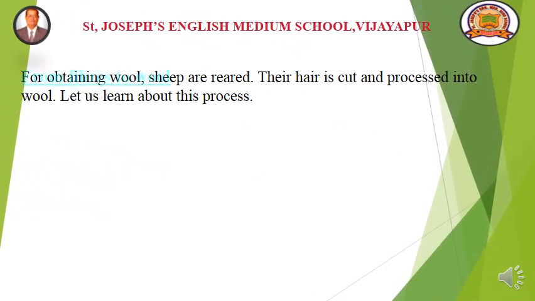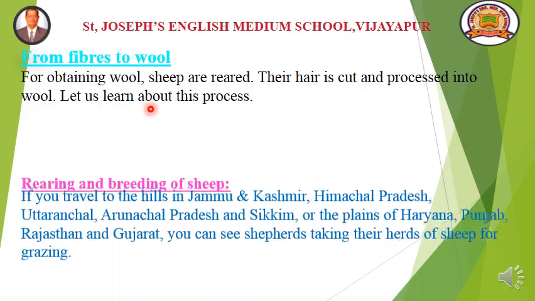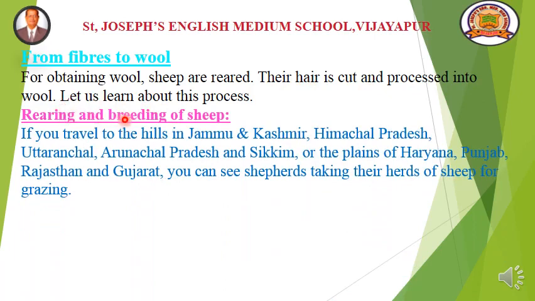From fibers to wool. For obtaining wool, sheep are reared. Their hair is cut and processed into wool. Let us learn about this process, rearing and breeding of sheep. If you travel to hills in Jammu and Kashmir, Himachal Pradesh, Uttaranchal, Arunachal Pradesh and Sikkim, or the plains of Haryana, Punjab, Rajasthan and Gujarat, you can see shepherds taking their herd of sheep for grazing.